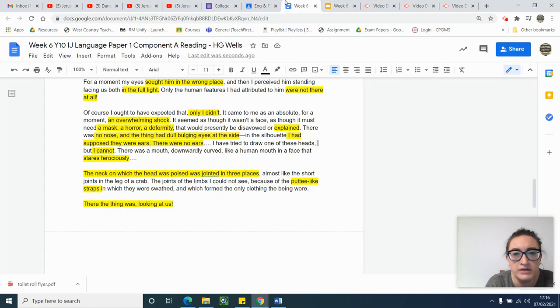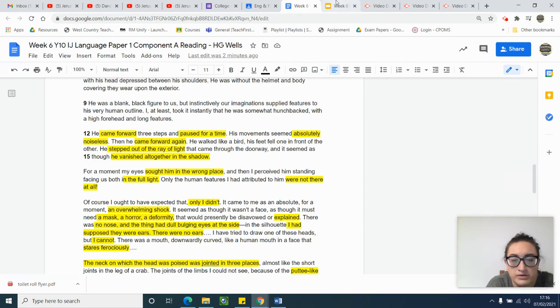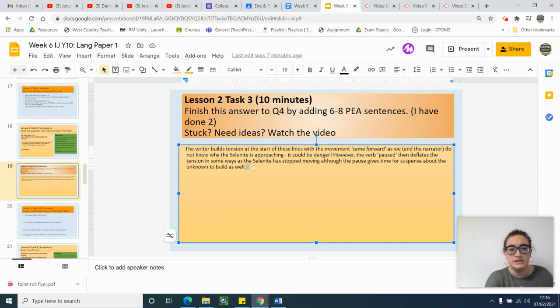It was my next bit that I've highlighted after that. I'll write the next line for you, okay? Absolutely noiseless. What I said about absolutely noiseless is that there's tension because it suggests that they give no warning and there could be more of them coming. So I've got the writer builds, however, next.